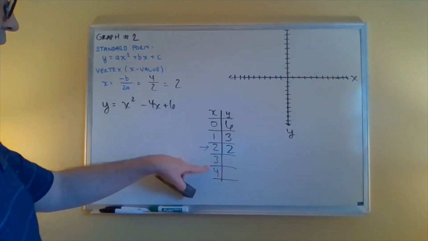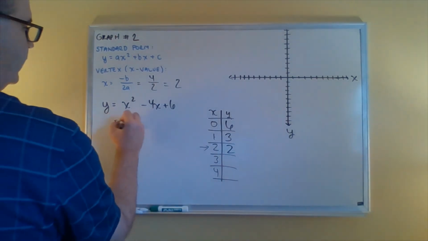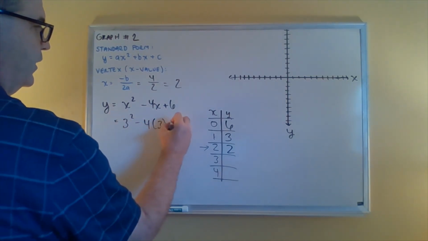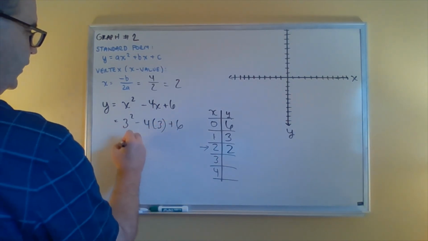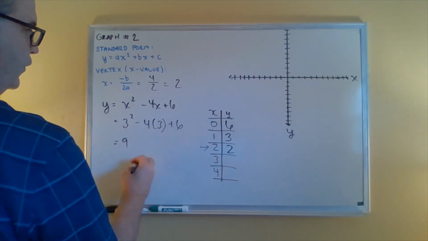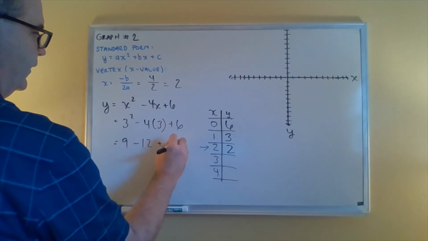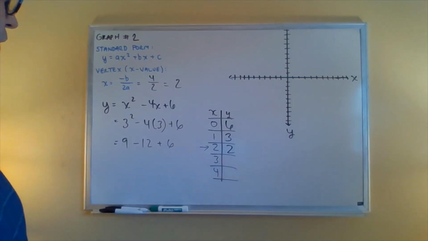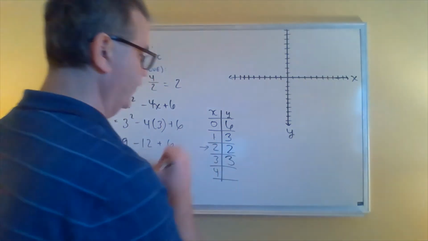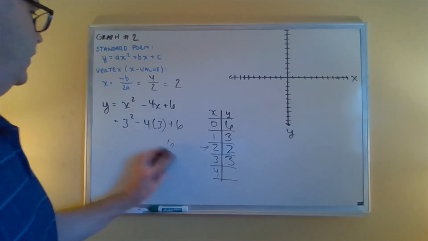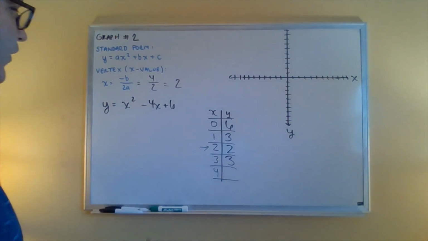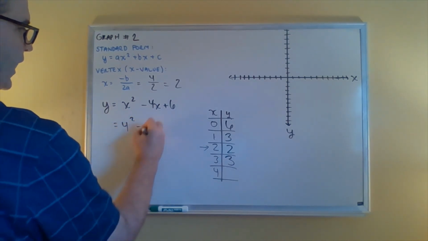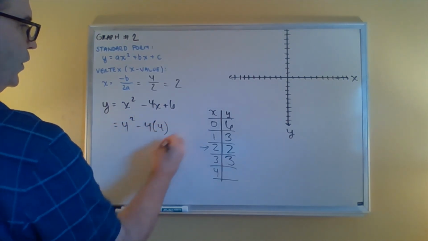Now we're going to plug in our two values on the bottom here. We'll start with 3. We're going to get 3 squared minus 4 times 3 plus 6. 3 squared is 9. Negative 4 times 3 is a negative 12. And then finally plus 6. So 9 minus 12 is negative 3. Negative 3 plus 6 is a positive 3. So when x is 3, y is 3. Now we're going to plug in our last x value here. We're going to plug in 4 for x. We'll end up with 4 squared minus 4 times 4 plus 6.